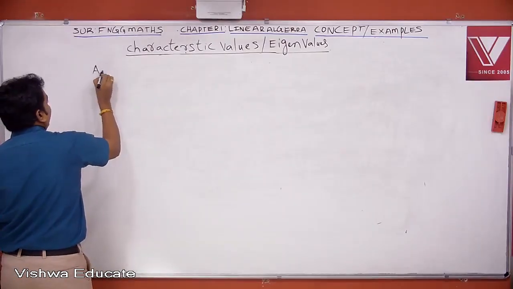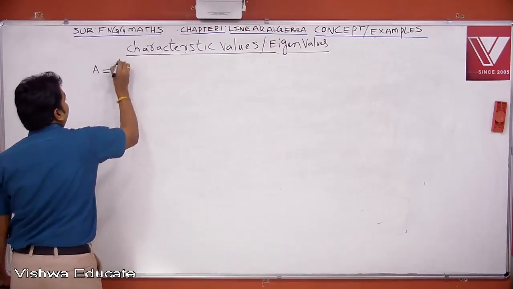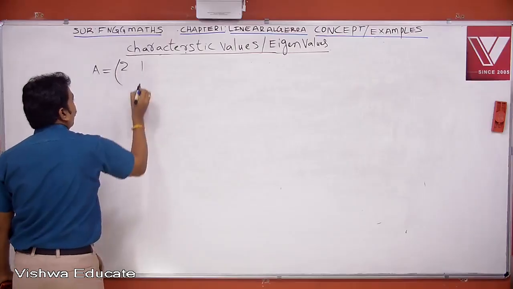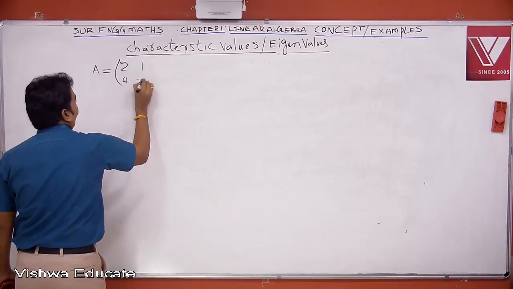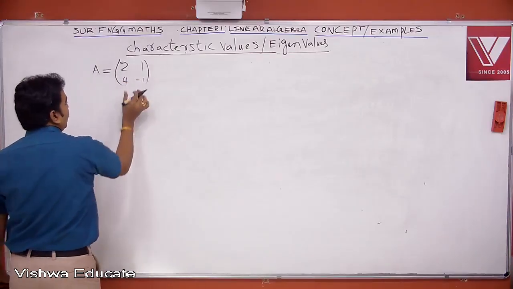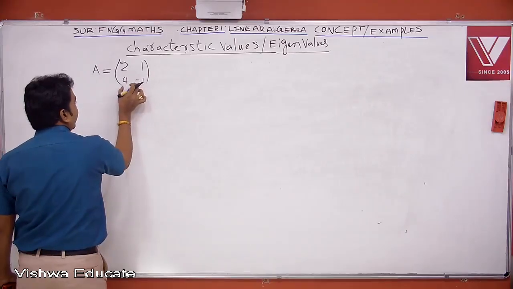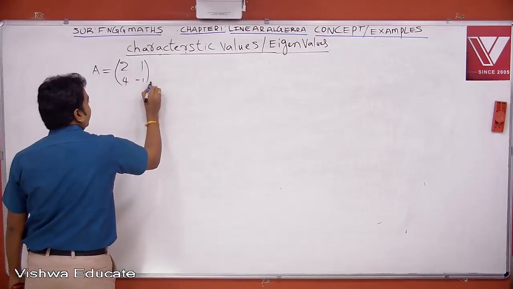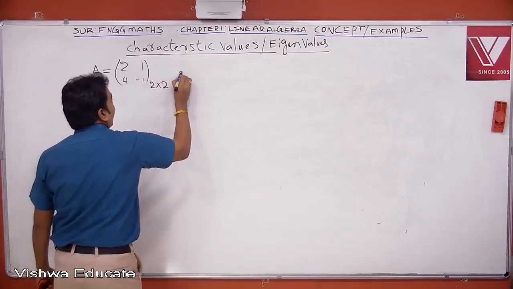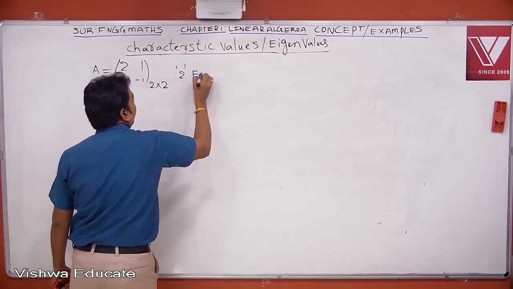Suppose I have a matrix A equal to [2, 1; 4, minus 1]. Suppose I have this matrix. Since it is a 2 by 2 matrix, I will get exactly 2 eigenvalues. So it has two eigenvalues.